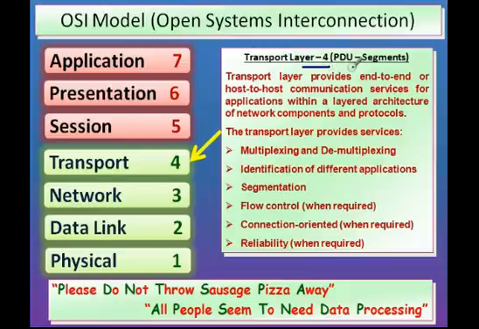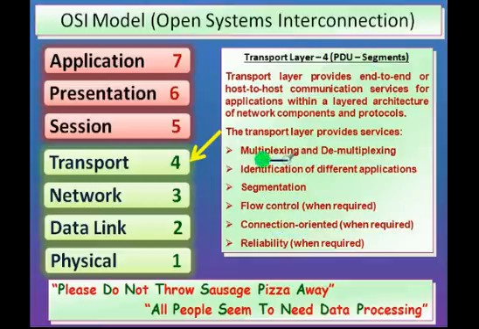Transport layer, layer 4, its PDU is segments. The transport layer provides end-to-end or host-to-host communication services for applications within a layered architecture of network components and protocols. The transport layer provides services such as multiplexing and demultiplexing, identification of different applications, segmentation, flow control, and connection-oriented reliability.